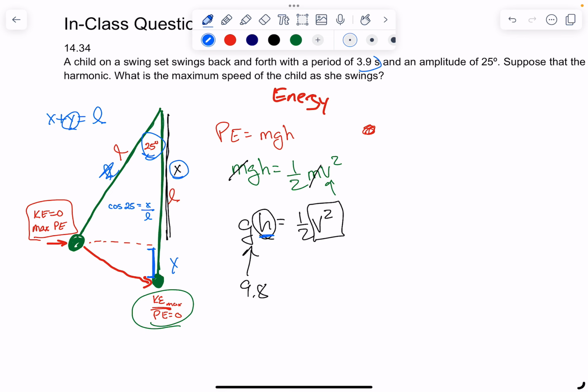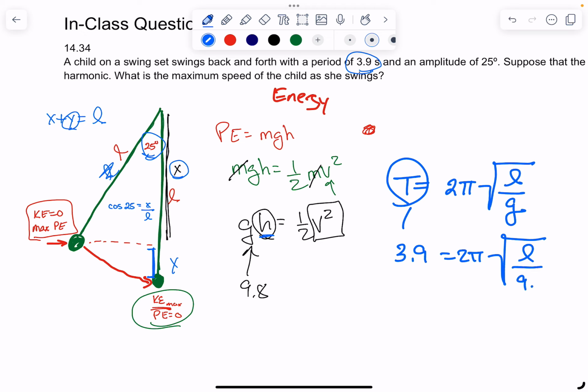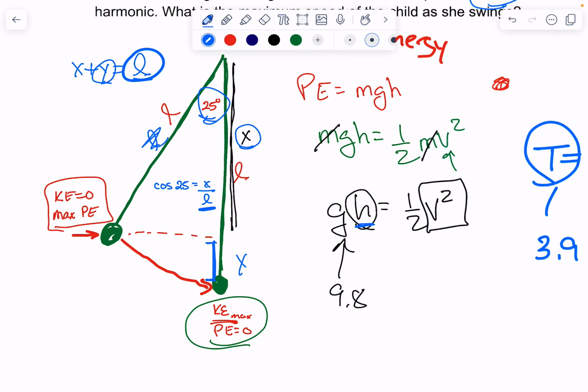Well, we were given this little piece of information right here. We were given the period. So if we know the period, if you recall, T equals 2 pi square root of L over g. The period we know is 3.9 seconds equals 2 pi square root of L over, what's g? 9.8. So this becomes the L. Got it? So once I know L, that L gets plugged into right here, and you find x.